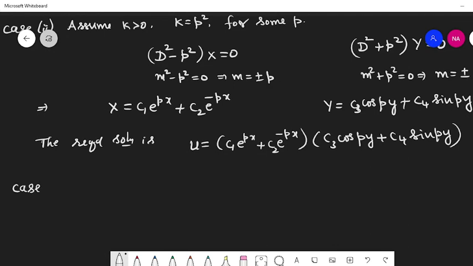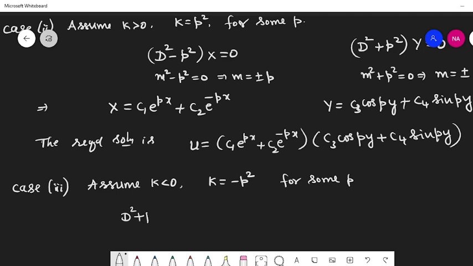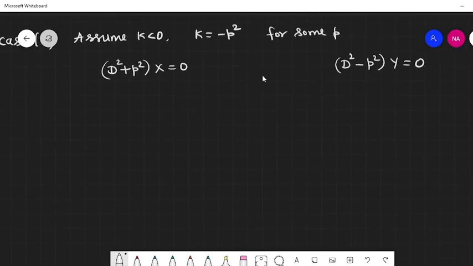Case 3, assume k is negative. That is, we can assume k equals minus p squared for some p. Right? So then the equation becomes D squared plus p squared into x equals 0 here, and here D squared minus p squared into y equals 0. This is almost the converse of case 2.